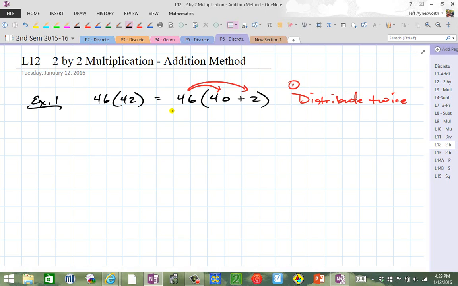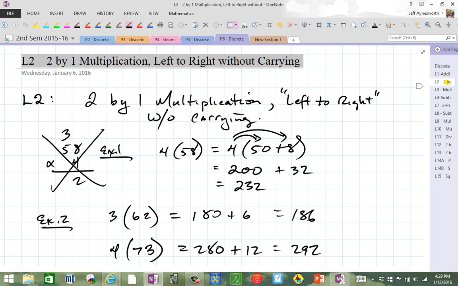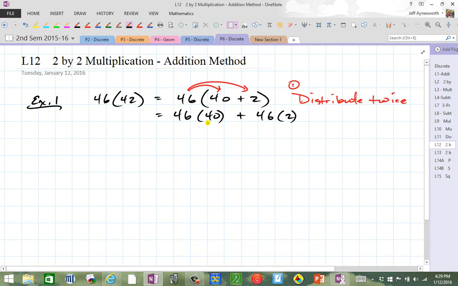So what we want to do mentally now is take 46 times 40, I'm going to talk about that in a minute, plus 46 times 2. Now, this right here involves my previous lesson, lesson 2, 2 by 1 multiplication, do it in your head. So we're going to use this previous technique. All right, so let's get right through it here. And I'm also going to use the factoring technique.